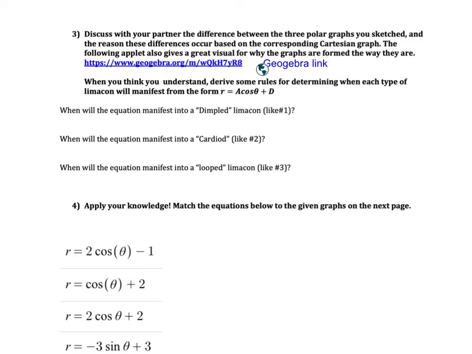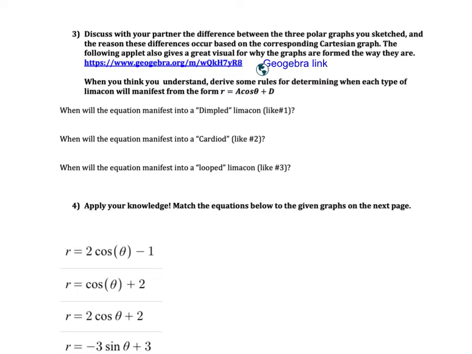In this video, we're going to complete numbers 3 and 4 from the Unit 4 Day 3 notes about limacons. So you should be watching this after you've done the GeoGebra exploration. So here we want to summarize some things.